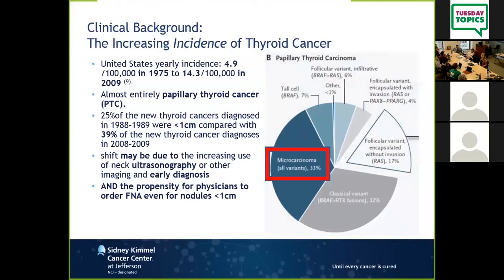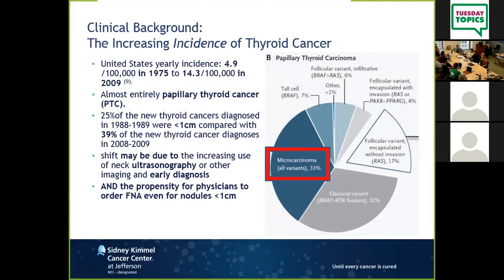In terms of the incidence of thyroid cancer, one of the reasons that it's even more important that we're having this panel is that the incidence has been increasing dramatically. Over the past 30 to 40 years, we've seen a humongous increase, especially in the United States, but also worldwide. And almost the entirety of that increase has been within papillary thyroid cancer, and specifically very small, less than 1 centimeter papillary thyroid cancers. So we're seeing a huge increase in papillary, and more and more of those are these tiny ones.